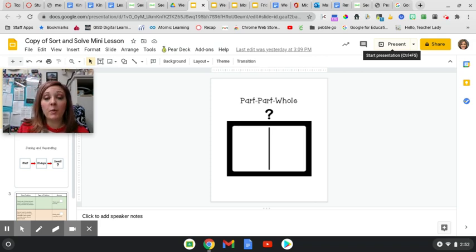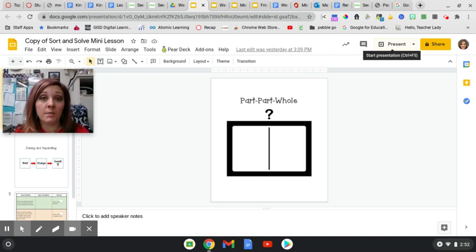Hi, boys and girls. We've been working a lot with addition and subtraction, and there are many ways that we have learned to solve these problems. So we're going to review some of them today because your Seesaw assignment for today is going to be figuring out what kind of problem it is.